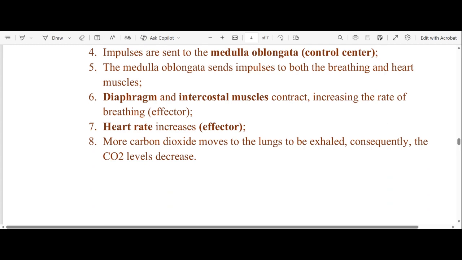In that fashion, more carbon dioxide moves to the lungs to be exhaled. Consequently, the carbon dioxide levels decrease back to normal. So that's how the body deals with high levels of carbon dioxide in the body.